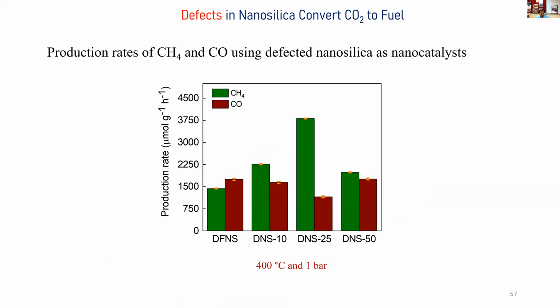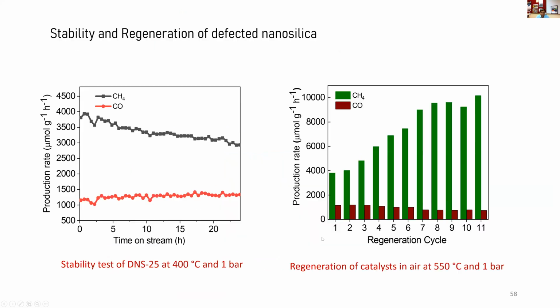So what you see is that when you create the defects in the silica, DNS10, 25, 50, there is an increase in the yield of methane. And here the yield is very high, 3750 micromole per gram per hour. It's a good amount of yield. And we observe that DNS25 has the highest amount of yield. Somehow this material is better as compared to the others. Then we ask the question: why is DNS25 better?